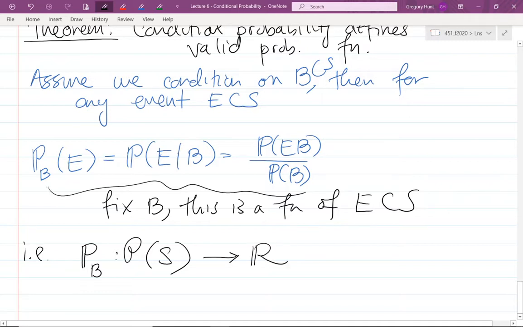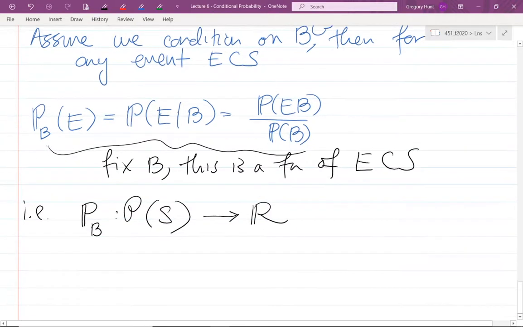So P sub B, if I fix B, I could define a function that takes in an event and gives me the probability of that event now conditioned on B. That's a function from the power set of S, from all possible events, to the real numbers. And where have we seen that before? That's what probability functions are. Well, that's what probability functions are, assuming they satisfy the Kolmogorov axioms.